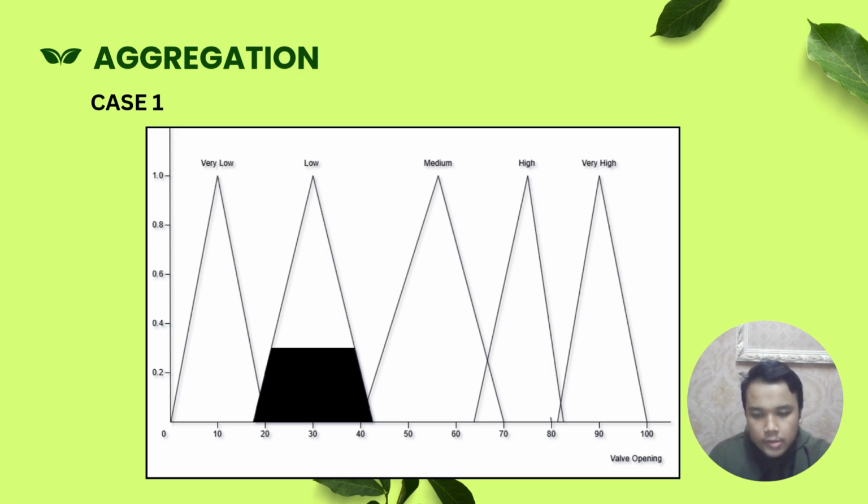So we see at the rule evaluations, what is the degree of membership? Here it is 0.3. So we set it as 0.3.